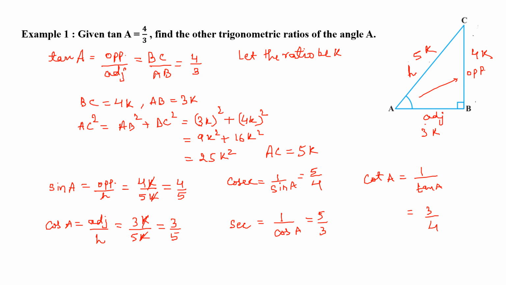So now we have got all the values. So cosec is 5 by 4, sec of A is 5 by 3, cot A is 3 by 4. Sine A is 4 by 5, cos A is 3 by 5. So now I have found all the remaining trigonometric ratios, isn't it?